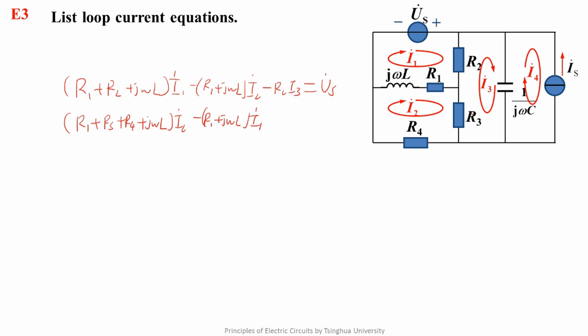R3 is a common branch between loop 2 and 3. They are with opposite directions, so their mutual impedance is negative. There's no voltage source on loop 2, so the right term is 0.